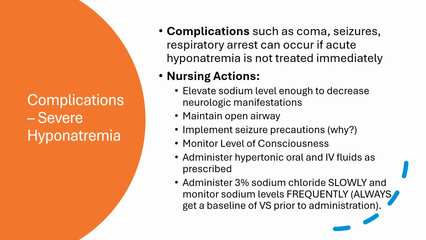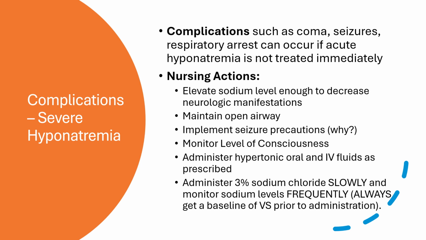Once again, some of our complications can be things like coma, seizures, respiratory arrest can occur if acute hyponatremia is not treated immediately. So some of our actions for the severe hyponatremia: elevate the sodium level enough to decrease neurological manifestations. But what I will say is, once again, you can't raise it too quickly. Maintain open airway, implement seizure precautions. Why are we going to implement this? Yes, safety is a huge concern. We always want to look at safety first. What can I do to make my patient more safe?